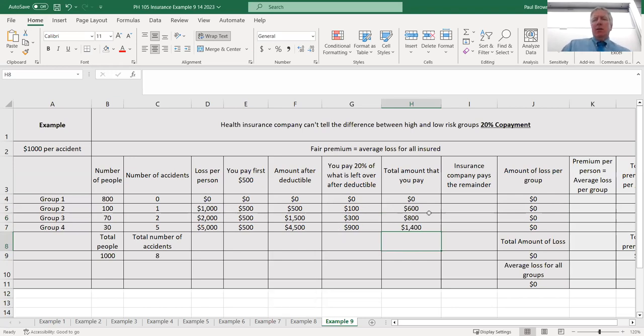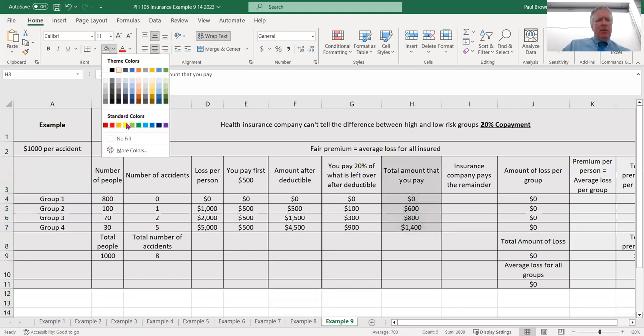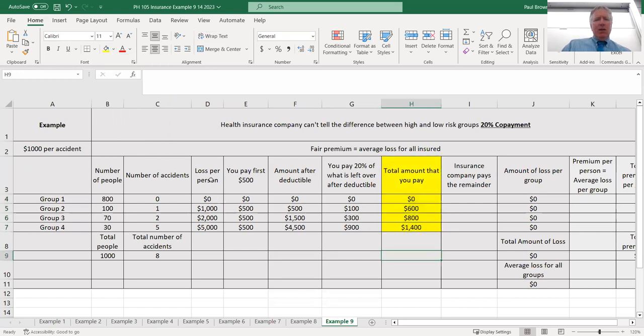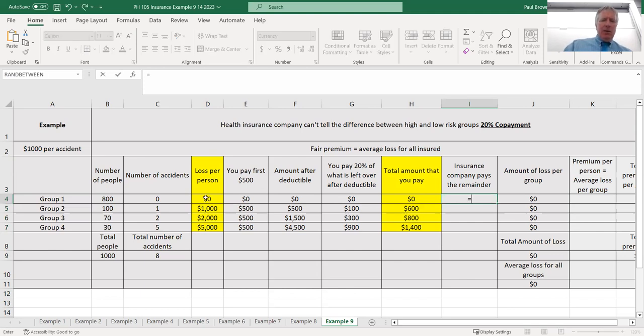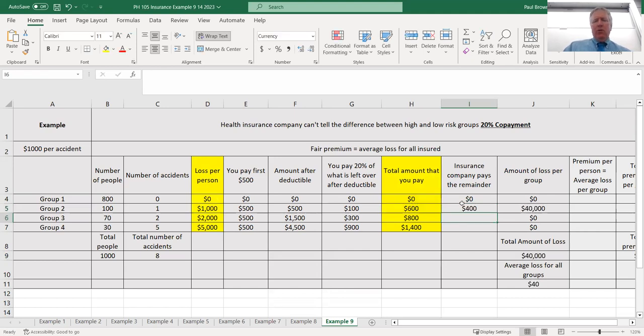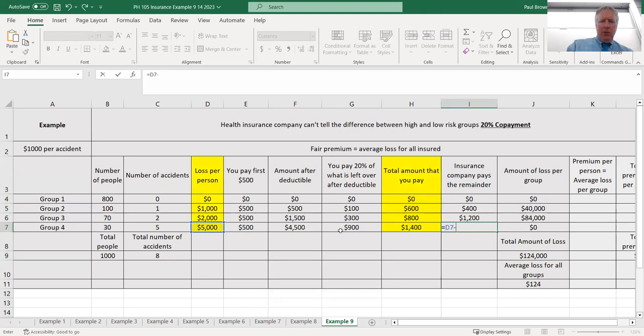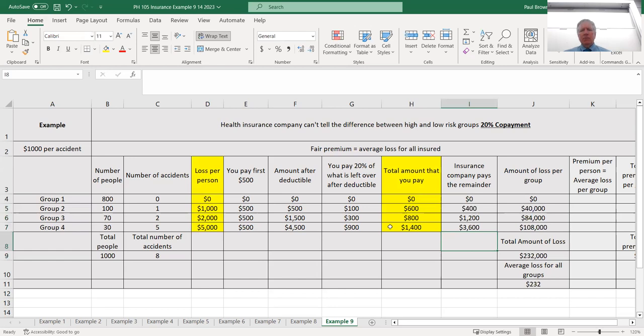To figure out the premiums, you look at what the insurance company pays. If this is what the individual pays right here, we'll put that in yellow. And this is the total loss over here. What the insurance company pays is basically the total loss minus what the individual pays. So they pay zero for that person. They pay 1,000 minus 600, so 400 for that person. 2,000 minus 800, and 2,500 minus 1,400. So it looks like that.